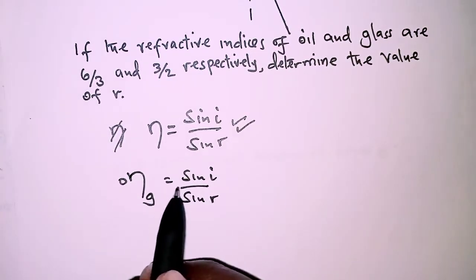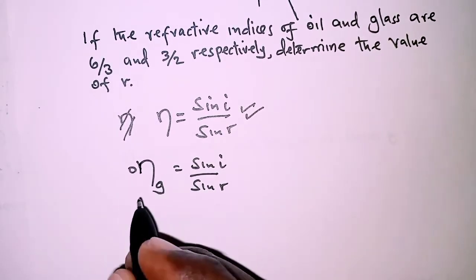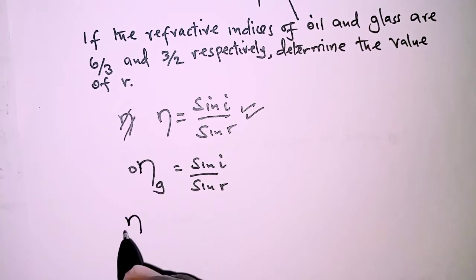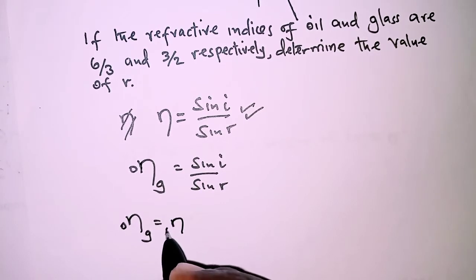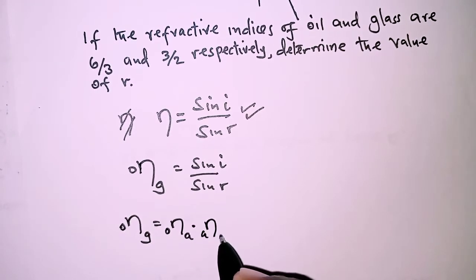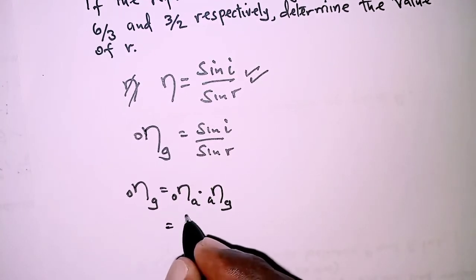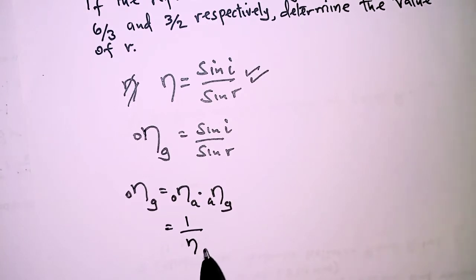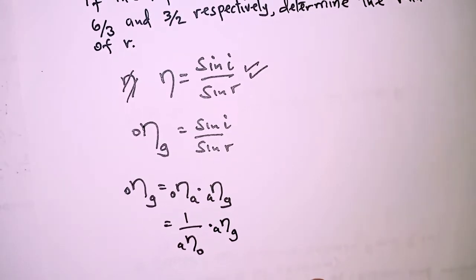Now, to the left hand side, we can express this as follows. So we have the refractive index of glass with respect to oil equivalent to this. So we have oil to air times air to glass. So oil to air is equivalent to the reciprocal of the refractive index of oil with respect to air times refractive index of glass with respect to air.